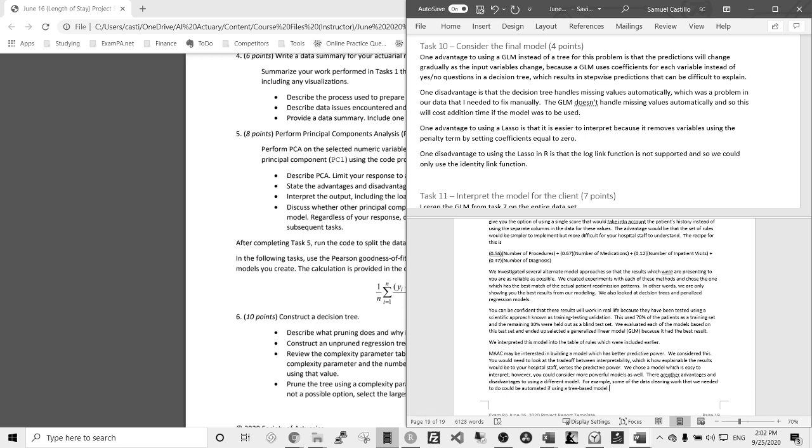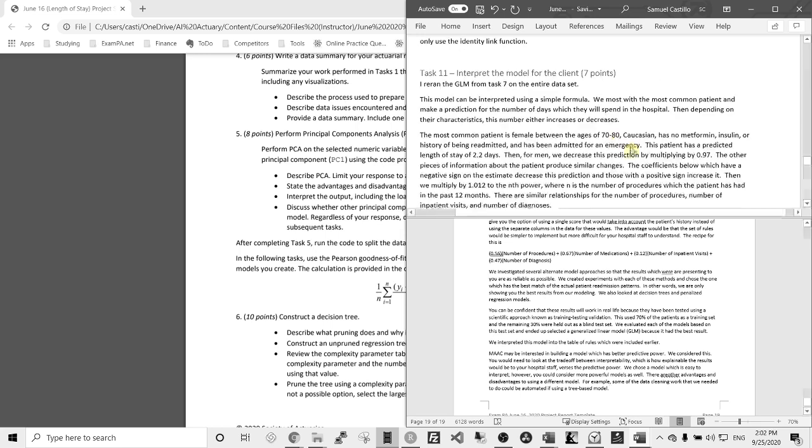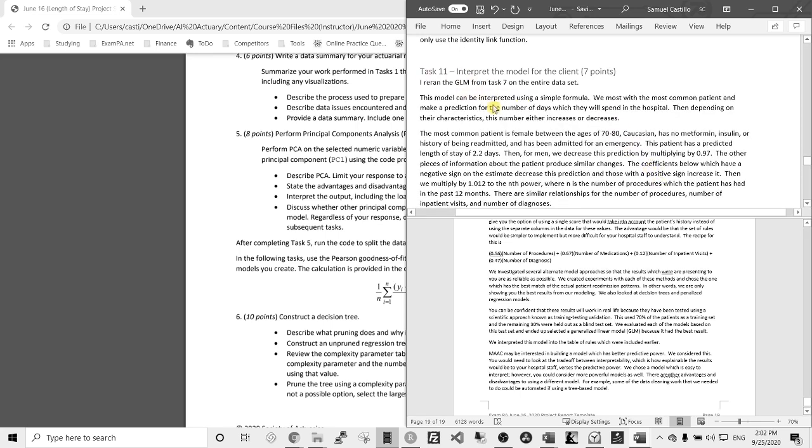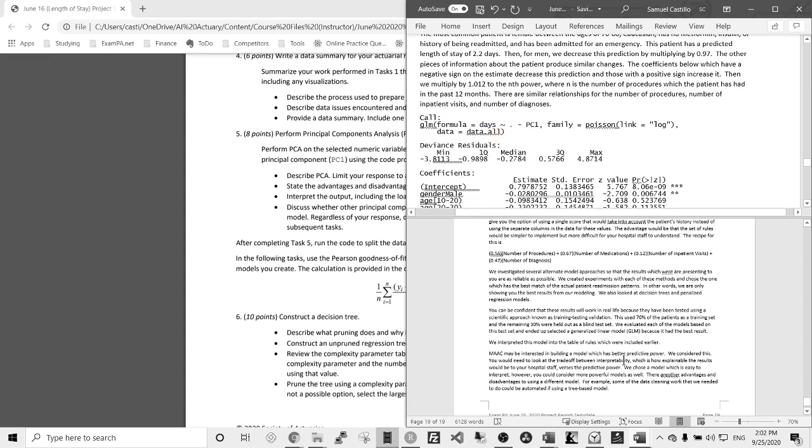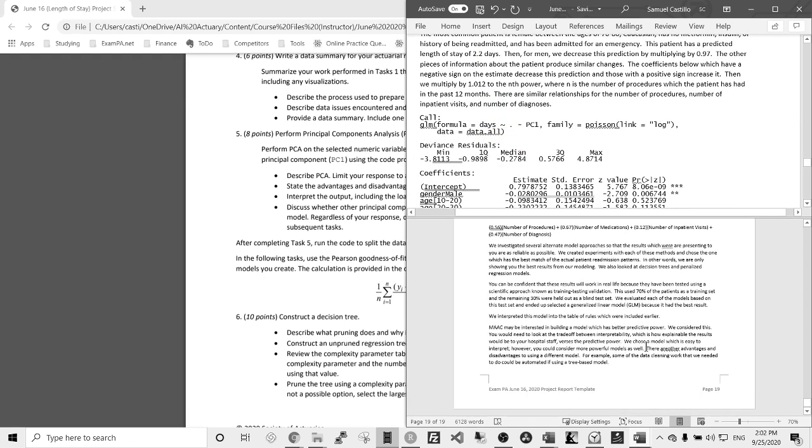This would be filling in missing values, detecting nonlinearities, and detecting interaction effects. And then task 11 was interpret the model, which we have already done. So now I would just consider next steps and a brief conclusion for this report.